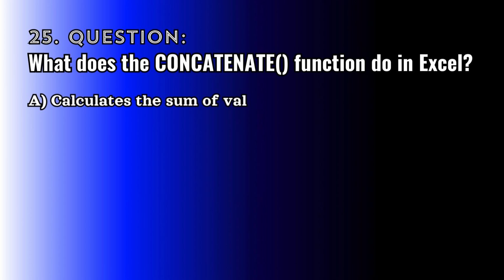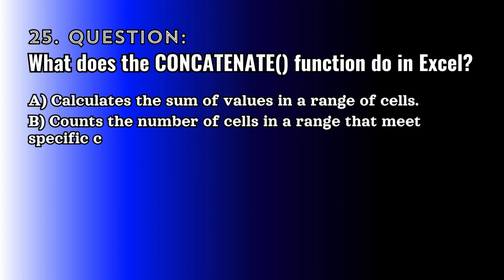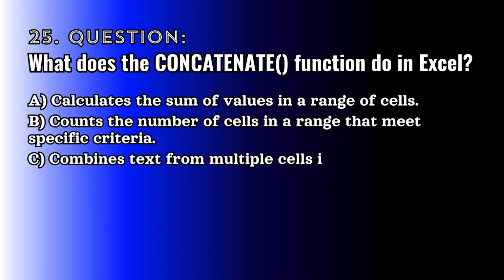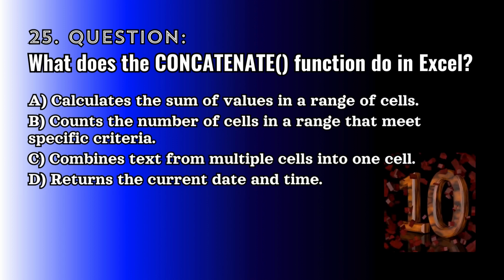Option A. Calculates the sum of values in a range of cells. Option B. Counts the number of cells in a range that meet specific criteria. Option C. Combines text from multiple cells into one cell. And option D. Returns the current date and time.